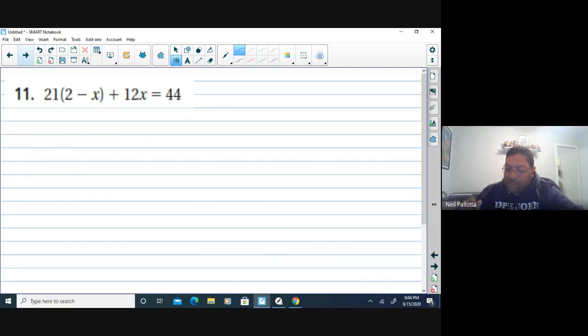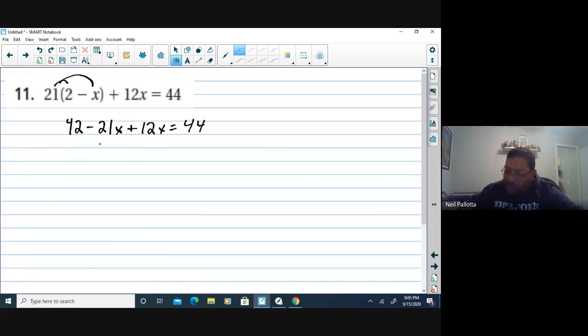All right, let's go to question 11. Once again, distributive property. So we want to take that 21 that's outside of the parentheses and multiply that 21 by each of the terms in the parentheses. All right, we talked about in class why I draw those lines, right? We draw the lines to remind ourselves that we're multiplying the 21 by each of the terms in the parentheses. So 21 times 2, that's going to give us 42. 21 times x is 21x. Then we have plus 12x, and then that's going to be equal to 44.